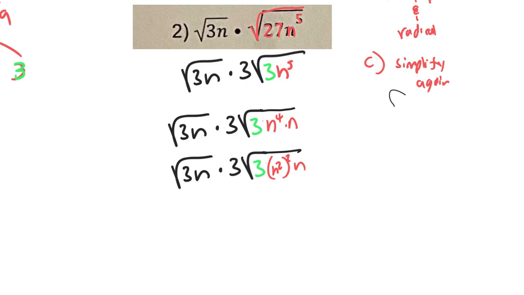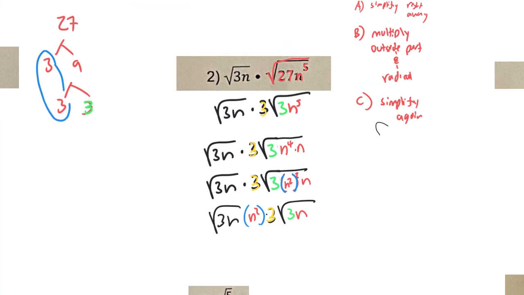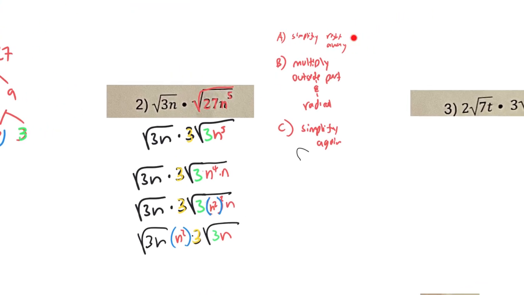And why am I doing that? The reason I'm doing that is because this blue parentheses is now being raised to the 2nd power, which means that this blue parentheses is about to get out. So we could say it's 3n, and then you have that blue n squared on the outside times this 3, right? This yellow 3 right here. And what's left on the inside? Well, what's left on the inside is that green 3 and the red n.